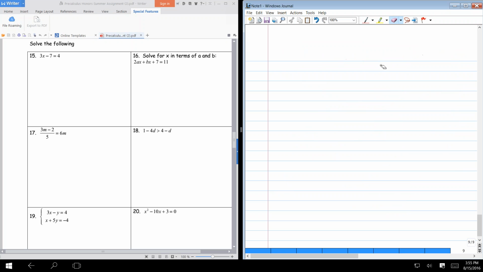Okay. What else? I was a little confused on the 21 and 22. Okay. You're good with these inequalities, where you have to change the direction of that sign if you divide by a positive or a negative number? Yep. Okay.